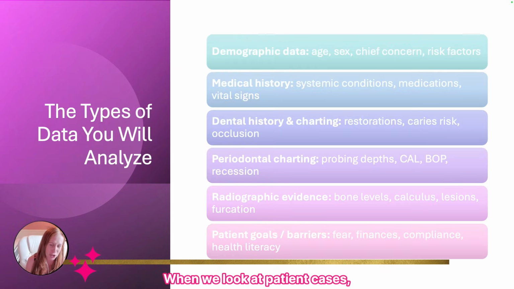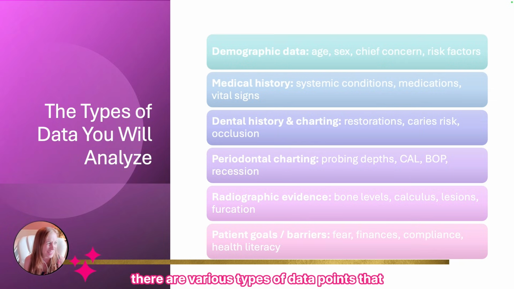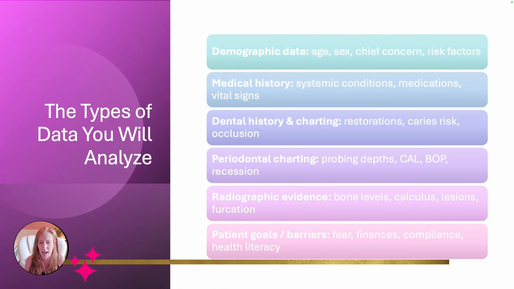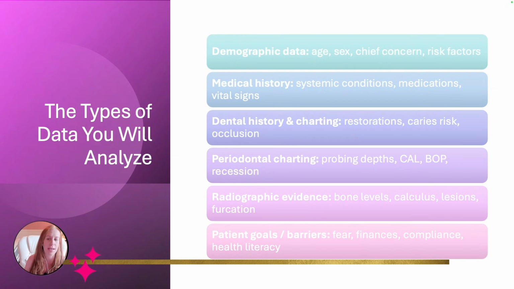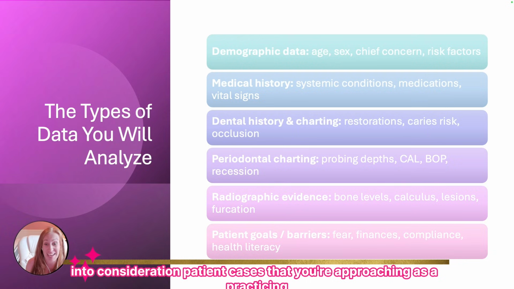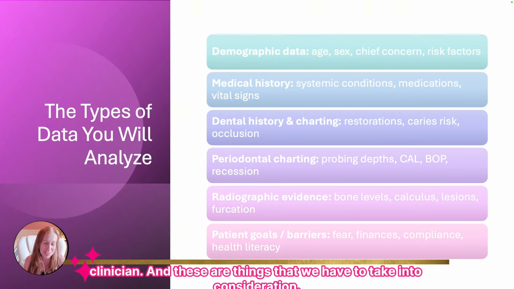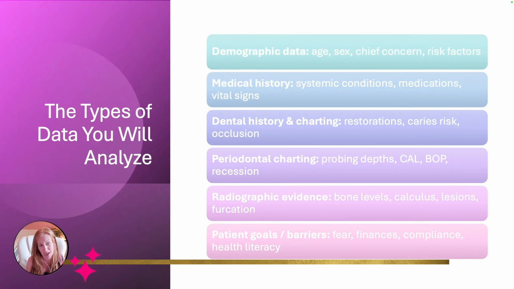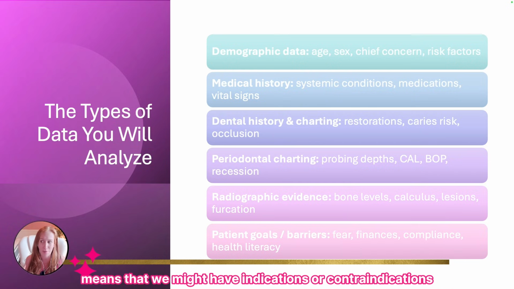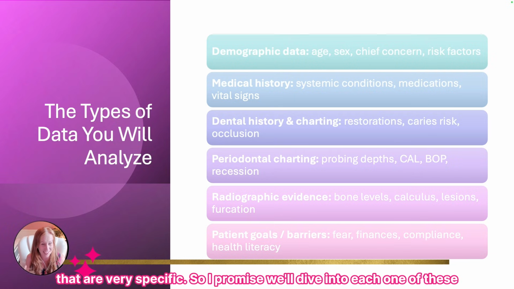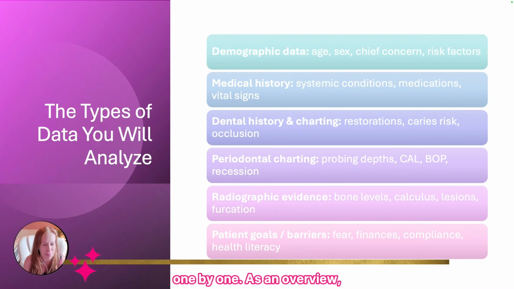When we look at patient cases, there are various types of data points that we analyze, whether you're taking this as a test or whether you're taking into consideration patient cases that you're approaching as a practicing clinician. And these are things that we have to take into consideration. Understanding or taking into consideration these various factors means that we might have indications or contraindications that are very specific. So I promise we'll dive into each one of these one by one.